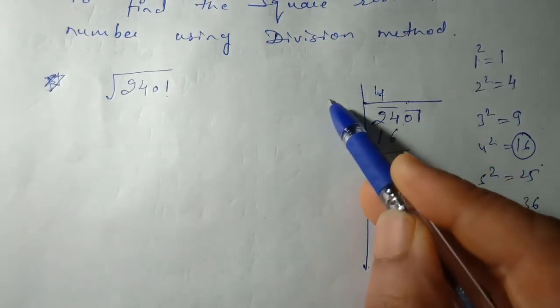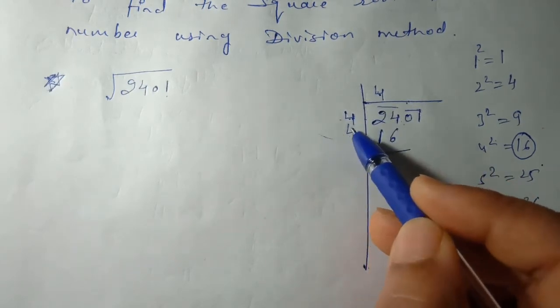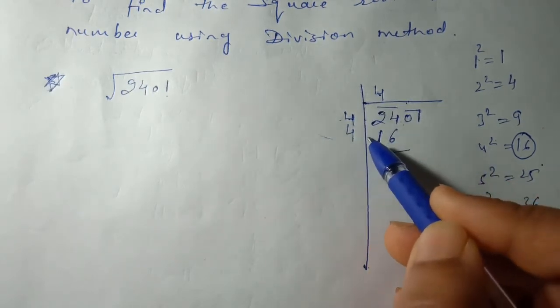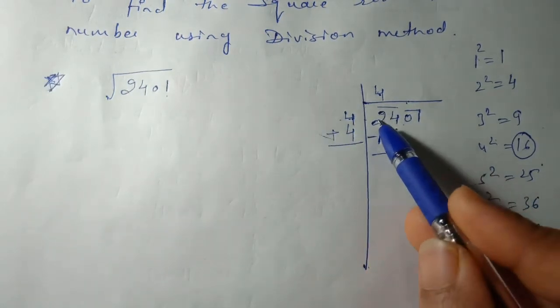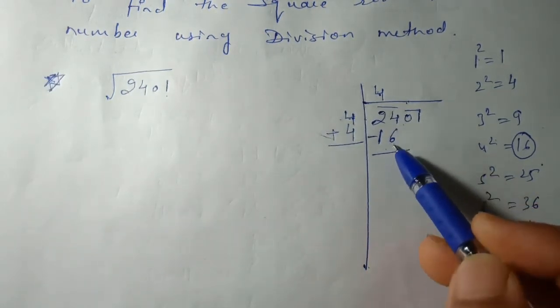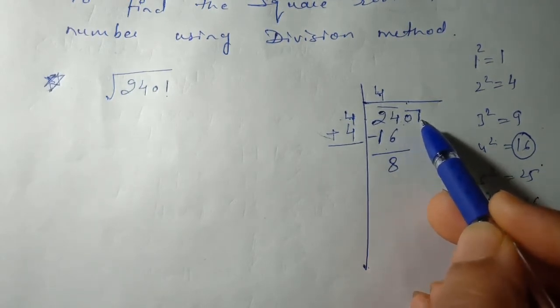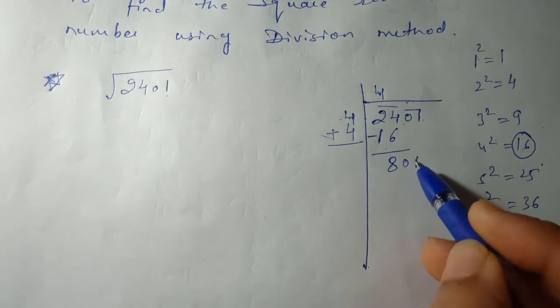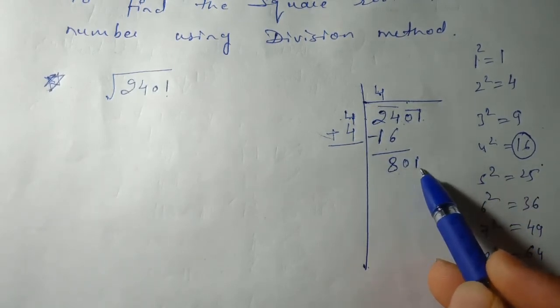Again you have to repeat this 4. You have to write this 4 below the 4 that you have just written. Inside you have to do the subtraction, and outside you have to do the addition. So subtracting these two, we get 24 minus 16 is equal to 8. Now the next pair we have is 0 1. We're going to write the next pair 0 1. So we get the number 801.